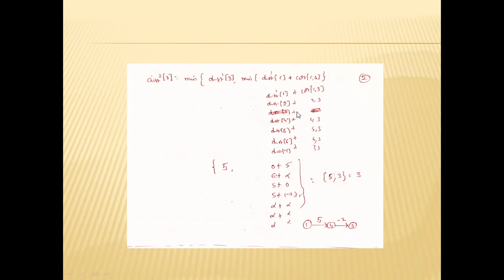That's why you are not considering distance power 3, 3, because we are calculating the shortest path from the first vertex to the third vertex. So we are not considering distance power 3 plus cost of 3 comma 3. So distance power 4 plus 4 comma 3, distance power 5 plus 5 comma 3, distance power 6 plus 6 comma 3, distance power 7, 7 comma 3.